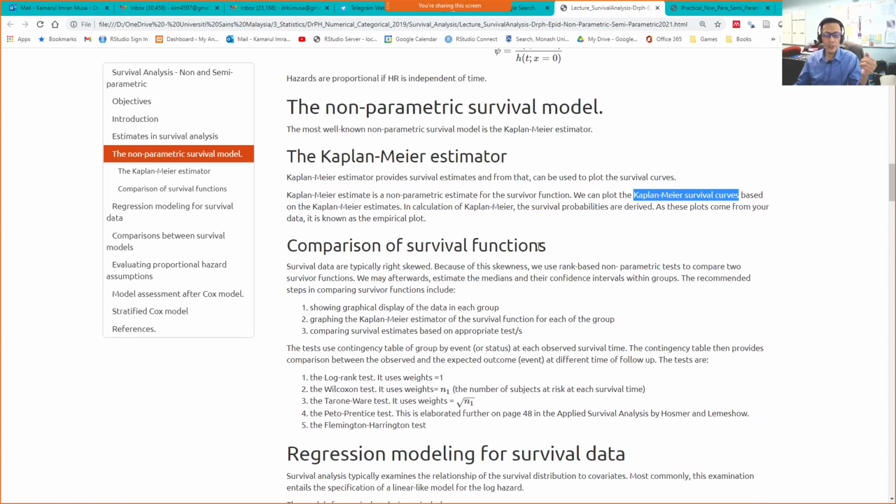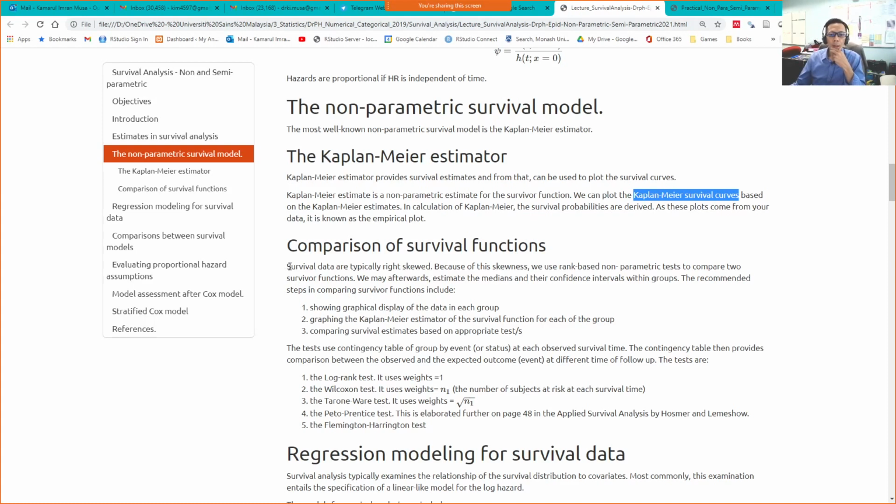Comparison of survival functions. You can compare survival functions between groups. For example, survival functions between men and women. Survival functions between patients with non-metastasized lung cancer and metastasized lung cancer. Survival functions between patients on chemotherapy and patients not on chemotherapy, for example.